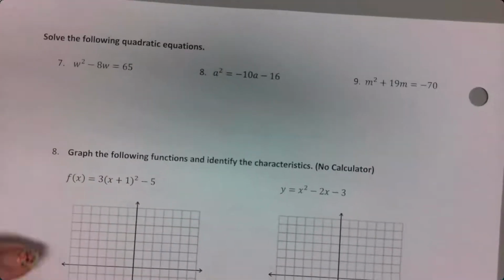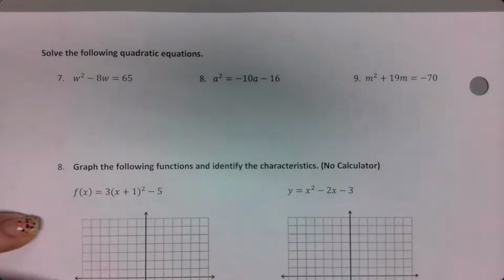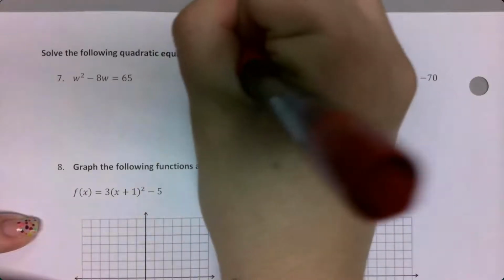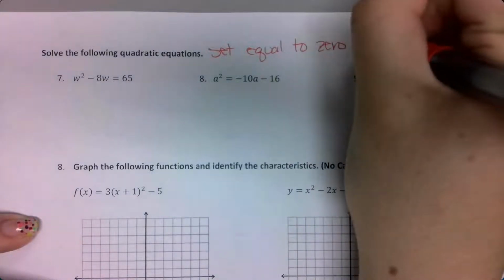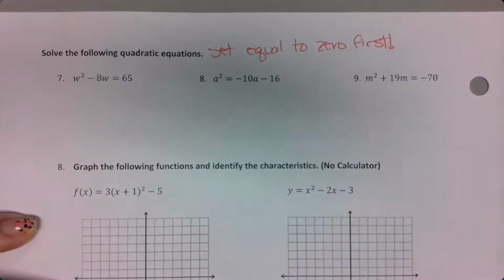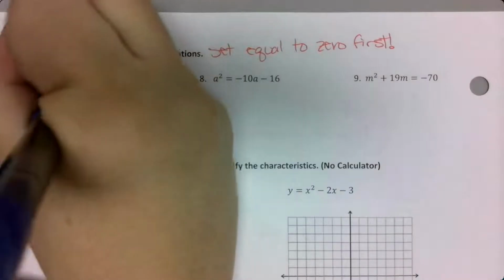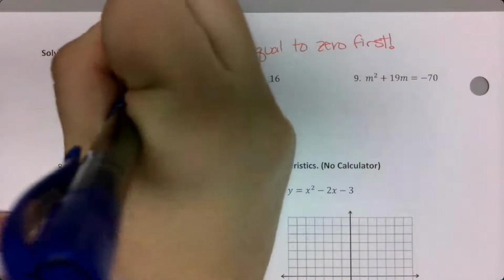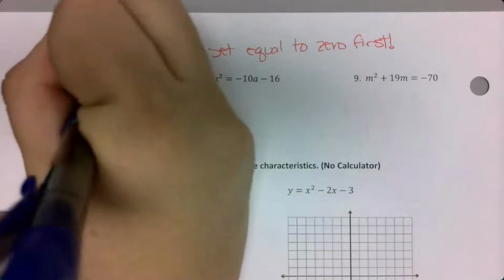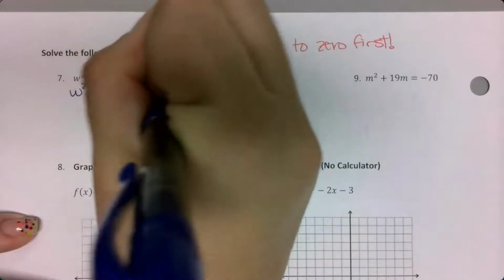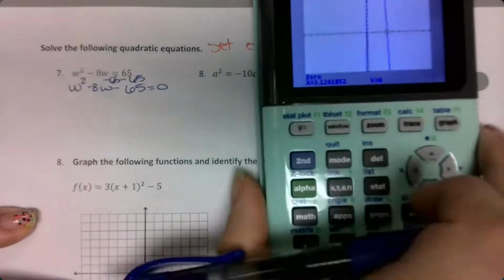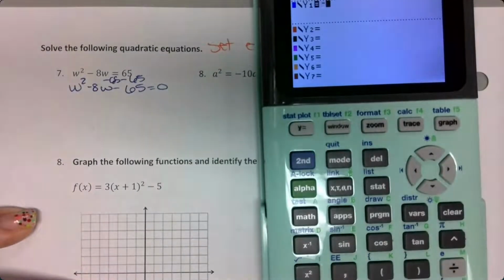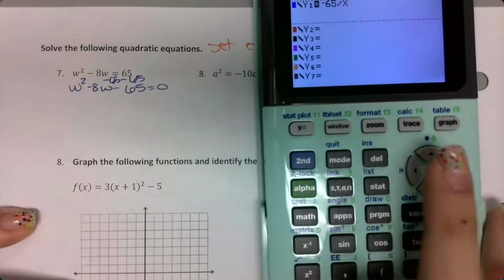This one wants me to solve the following equations. I always have to set equal to 0 first. So, on this first one, I want to go ahead and subtract 65 on both sides. So I get w squared minus 8w minus 65 equals 0. I'm looking for what multiplies to negative 65 and adds up to negative 8. If I don't know that, remember I can always do negative 65 divided by x on my calculator.